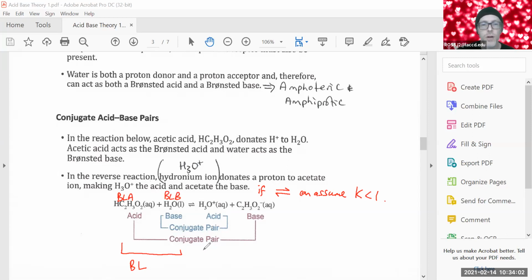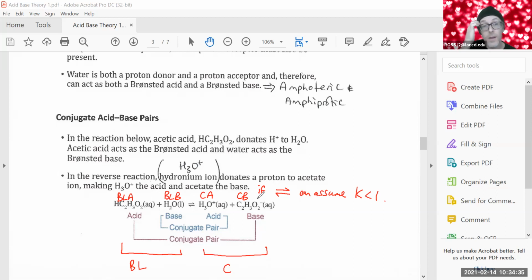Now, if you're a product, you're just a conjugate. So hydronium here is the conjugate acid, and acetate is the conjugate base. So by definition, whenever we say conjugate acid or conjugate base, we always mean the products. Whenever we just say acid or base, or in my classes at least, I'll always say Bronsted-Lowry acid or Bronsted-Lowry base, I always mean reactants.